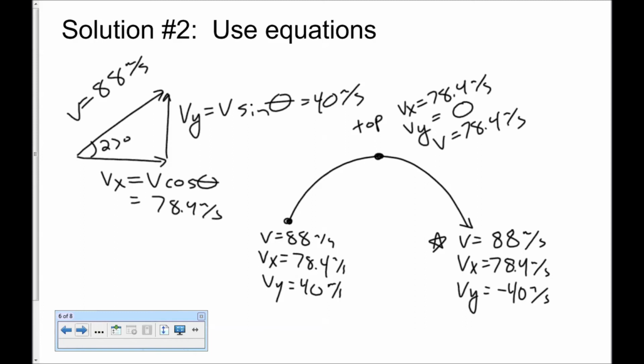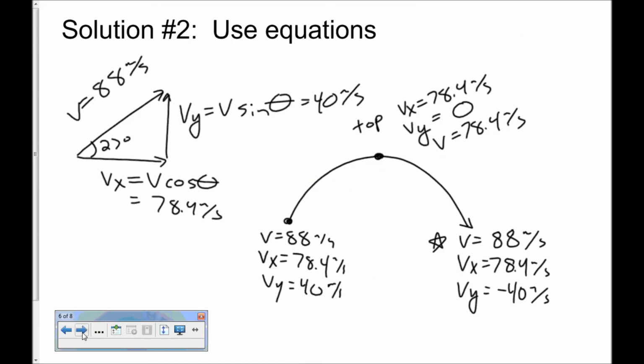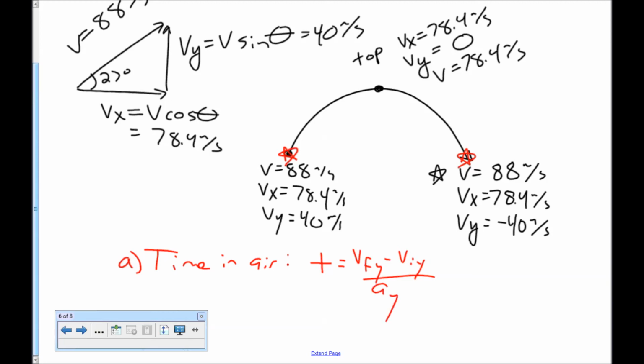All right, so what do the questions ask? I don't remember. How long will it be in the air? So, for question A, we're looking for the amount of time it takes to get from here to here. So, we're going to use that guy. So our VFY at the end of our time is -40. Our VIY at the start of the time is +40. And then our AY is -10. So divide it all out and you get 8 seconds. Write it on your drawing. The time to get here is 8 seconds. And then automatically I know that the time to get to the top is going to be half of that, 4 seconds. Cool?